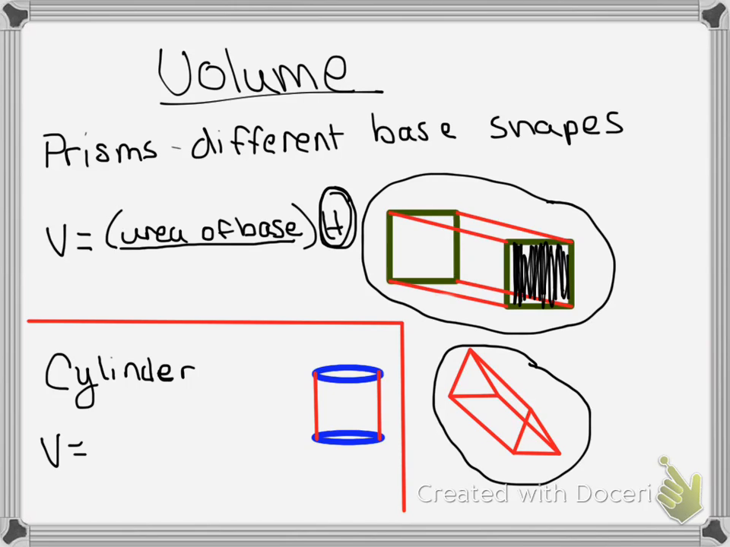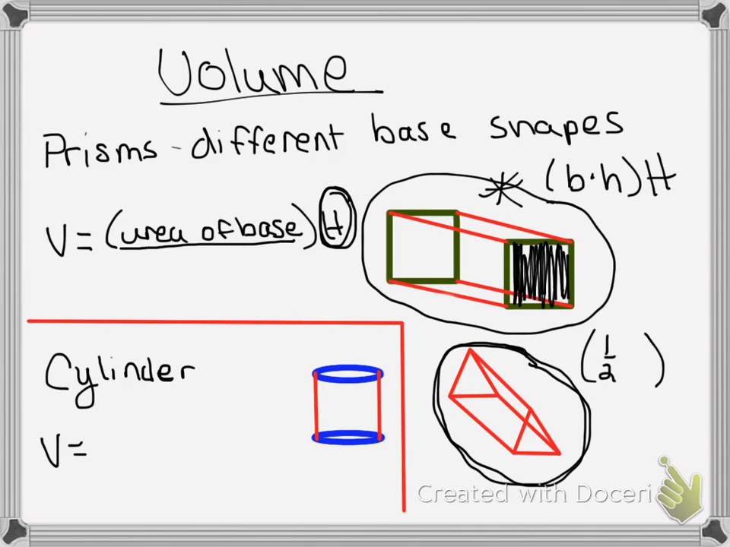Now for this one, the area of the base would be base times height because the base is a square. So it would be base times height times the big height. But down here for the triangle, it's different. We know that the formula for finding the area of the base is what we're going to put in parentheses. The area of the base, since it's a triangle, is 1/2 base times height multiplied times the big height.